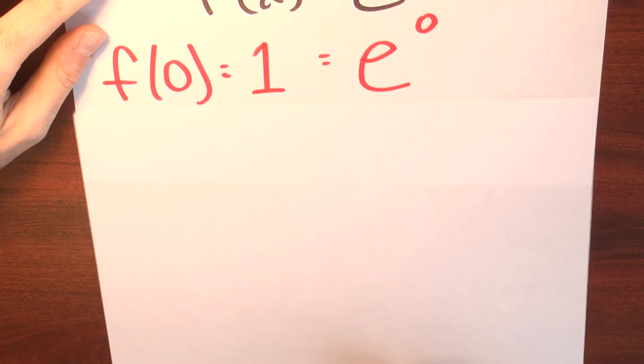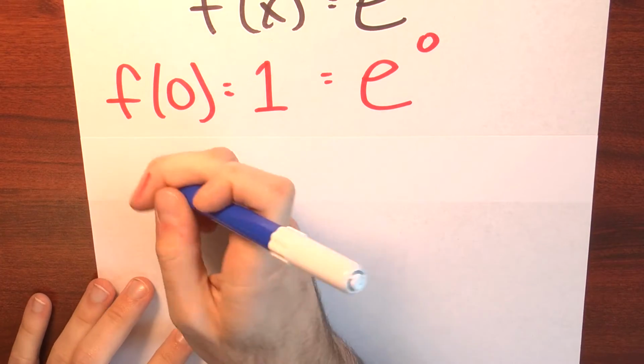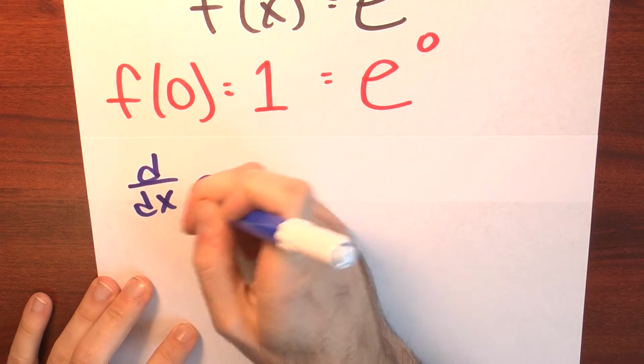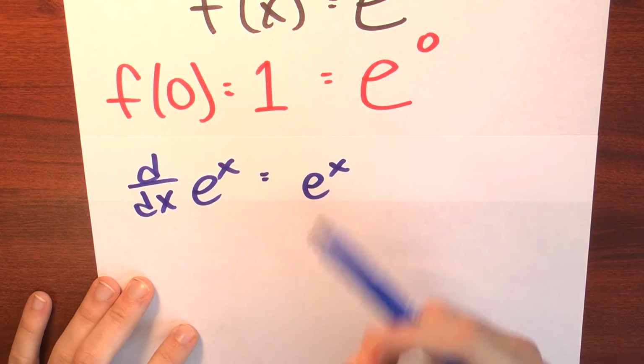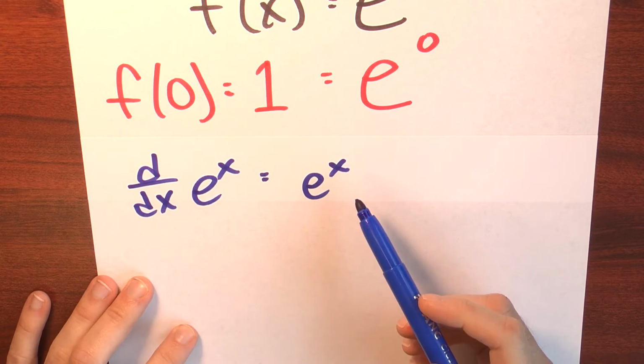Not only do these functions agree at a single value, but they also satisfy the same differential equation. Well, let's see. So let's look at e to the x. What's the derivative of e to the x? Well, that's itself, right? So e to the x is a function which is its own derivative.